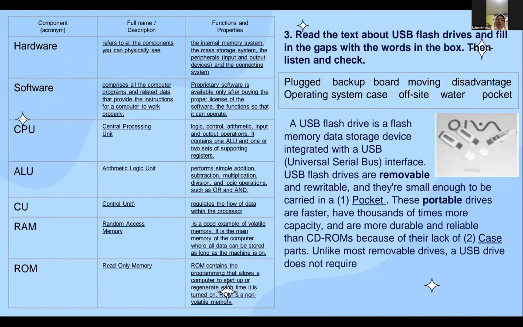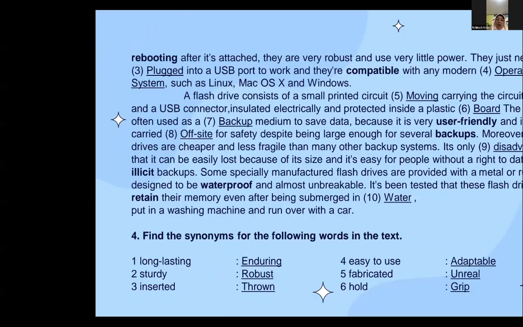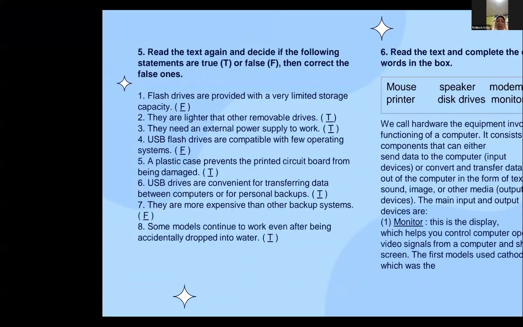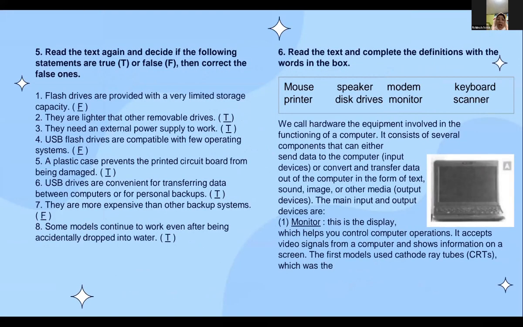Define synonyms of the following words. The exercise is okay, good. The reading is also good: keyboard, mouse, printer, scanner. The keyboard is like a typewriter, with the arrangement of keys, letters, and numbers. It's okay. The scanner, printer, speaker, disk drives, and modem: all the equipment on a computer. Okay, good job.